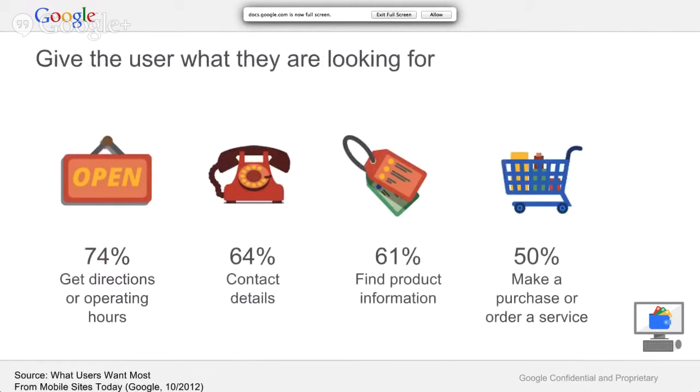To keep on giving you a little bit more numbers, it's very important that you provide the information that this user is looking for on the website. So, to let you know, 74% of the users are coming to a website just to get directions or operating hours. 64% are coming to look for your contact details, let's call it mobile phone, fixed phone, address, etc. 61% of them just come to find product information, and 50% of them make a purchase or order a service. So you want to focus on that as well, and you should provide all of these things they are looking for on your website.